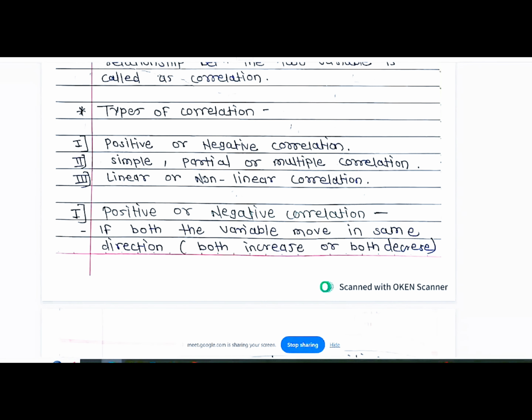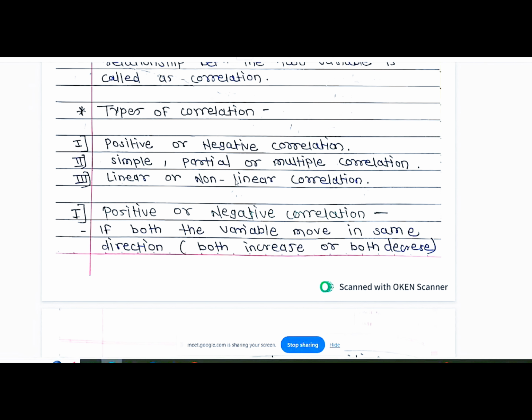And the last type of correlation is linear and non-linear correlation. In case of linear correlation, if you draw the graph, and if you take the variables on the x and y axis, then it will be a straight line.